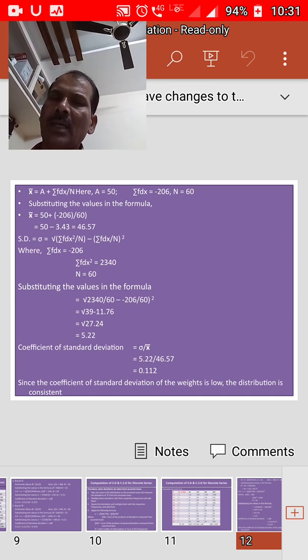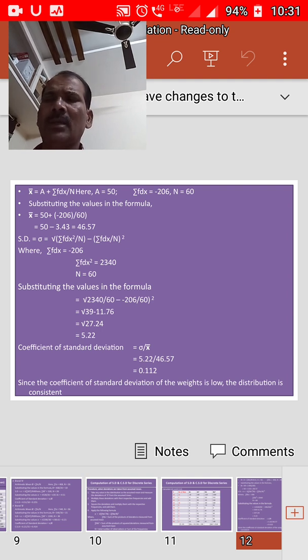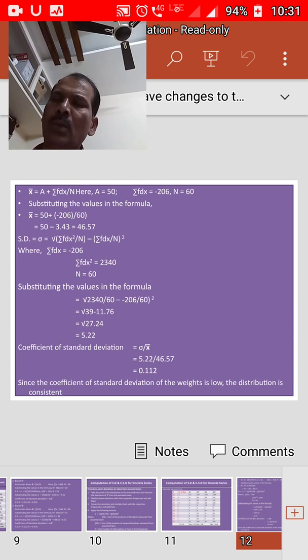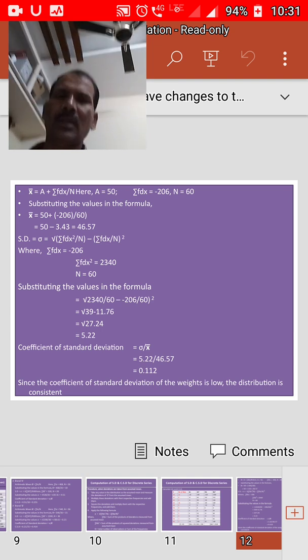Now we got the standard deviation, and we need to calculate the coefficient of standard deviation. We got standard deviation as 5.22, and we know that x bar is equal to 46.57. 5.22 by 46.57 is equal to 0.112. This is nothing but the coefficient of standard deviation. The coefficient of standard deviation of the weights is very low, hence the distribution is said to be more consistent, right?